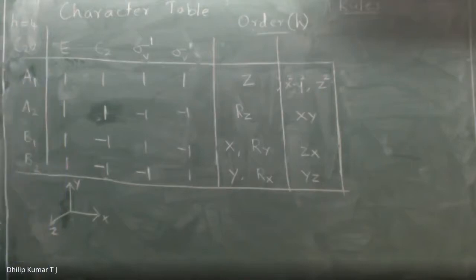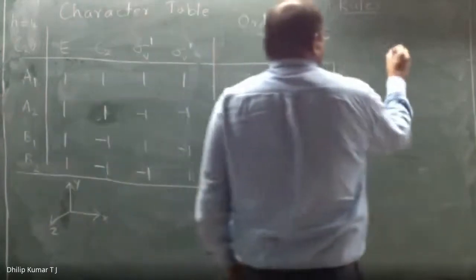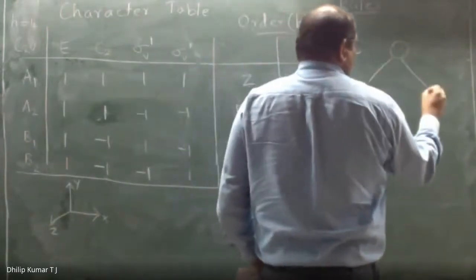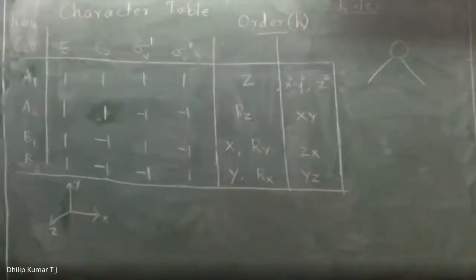So basically, what we have to do is first draw the molecule of water, the C2V structure. Let's follow this. So the water molecule as such, say we take the water molecule.